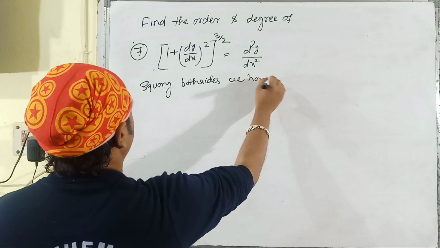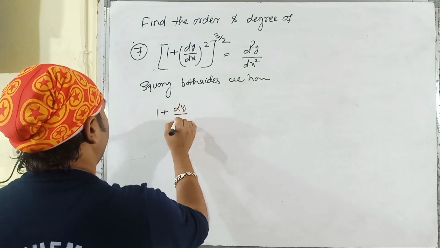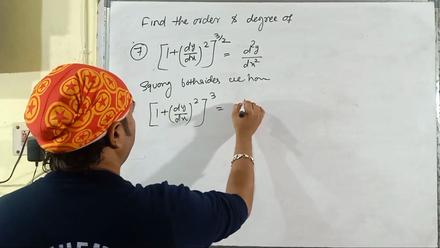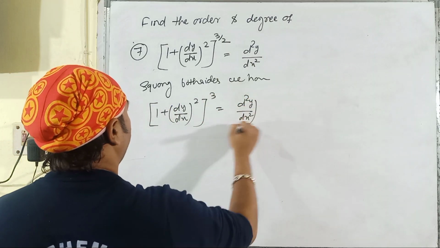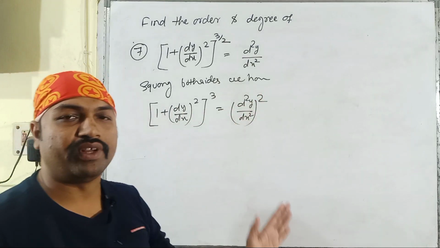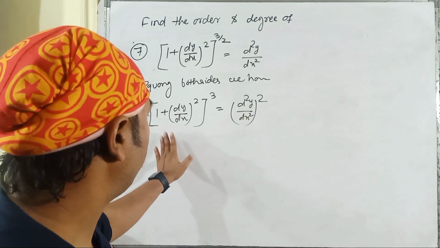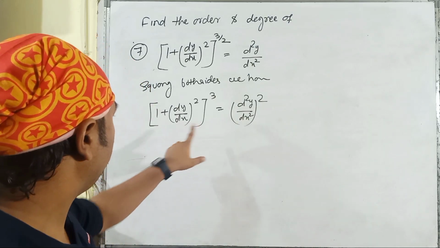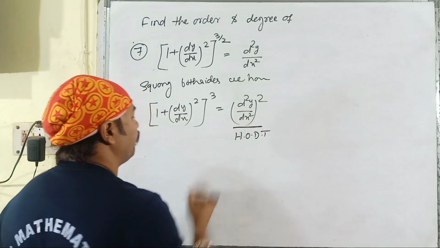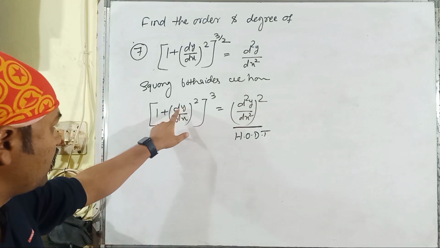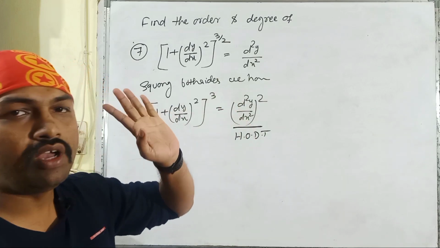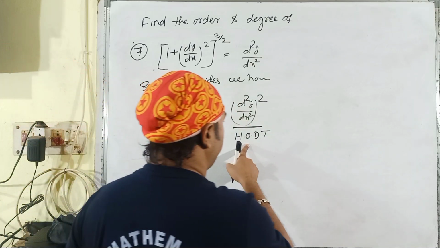we have whole to the power 3, and the right hand side will be in the form of whole to the power 2. And you can see that this form is totally free from radicals and also fractions. And here you can see that this is the highest order derivative term, because here y has been differentiated 1 time and here y has been differentiated 2 times with respect to the independent variable x. So this is the highest order derivative term.